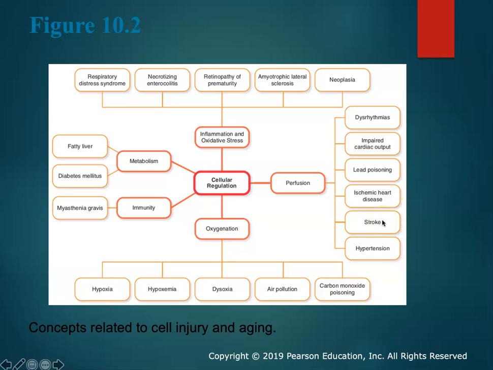Also, you can think about stroke. This is going to affect brain tissue rather than heart tissue, okay? We'll talk about hypoxia, hypoxemia, and dysoxia. We'll talk about carbon monoxide poisoning specifically. But all of these things pertain to oxygenation, okay? If you talk more specifically about metabolism or immunity, immunity here is referring to autoimmune diseases, like, for example, myasthenia gravis, which I will also mention in the lecture as well.